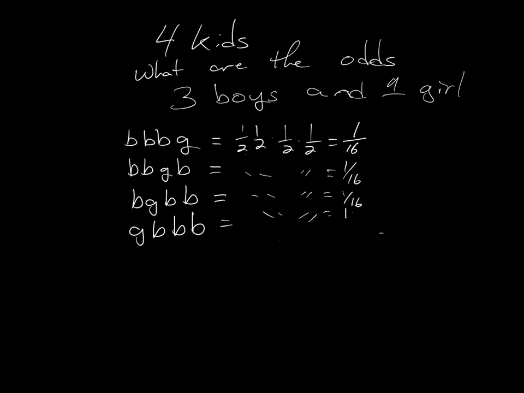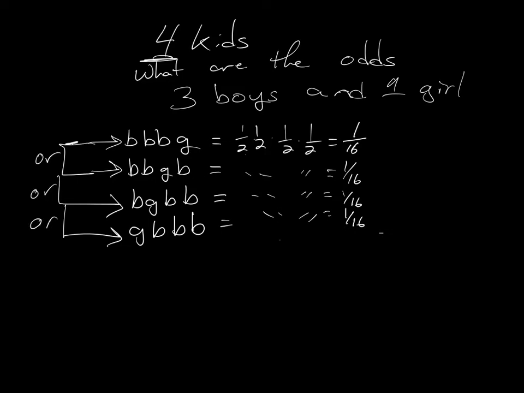Okay, so now the question. You can only get three boys and a girl one way, that's here, and this is two boys and a girl and boy another way. So what is the relationship here? Are these and? If you're only talking about having four kids, those are or. So you're either going to get it this way, or this way, or this way, or this way. So what do you have to do with those probabilities? Add them. That's right. So you take 1 over 16 plus 1 over 16 plus 1 over 16 plus 1 over 16.